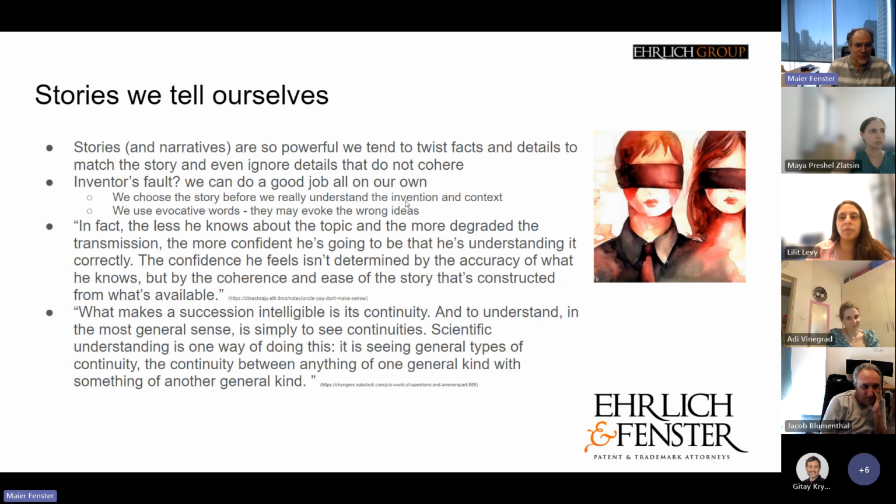And I found this great quote on the internet. The less he knows about the topic, the more confident he's going to be that he's understanding it correctly. Why? The confidence he feels is not determined by the accuracy of what he knows, but by the coherence and ease of the story that's constructed from what's available. So, poor patent attorney, he got 10 pages of disclosure. He read it, didn't understand it. Suddenly, flash of light, he understands what the invention is. Everything fits together. He writes a patent application. Oops. Where did this confidence come from? Because he now understands it, or she.